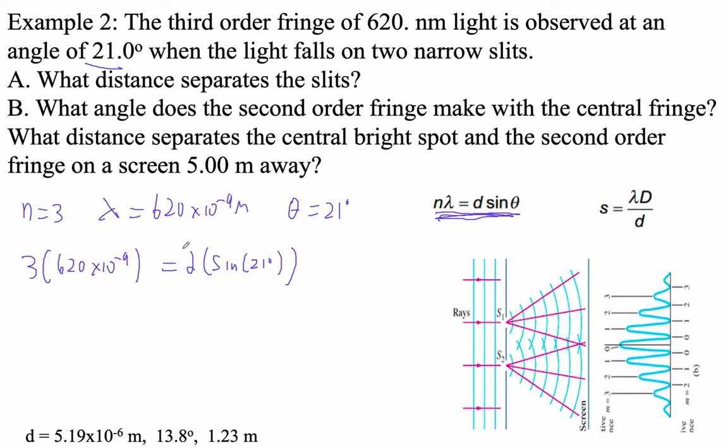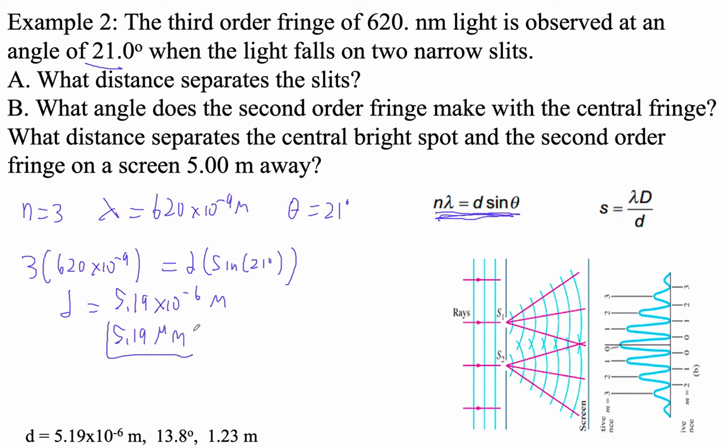So d is going to be this times this divided by that. Let's do that. 3 times 620 e minus 9 divided by the sine. I'm checking my mode. Yep, I am in degrees. Okay, that's annoying. Okay, so let's see. Sine 21, right parenthesis. Okay. So d ends up being really small. D is 5.19 times 10 to the minus 6th meters, or 5.19 micrometers.